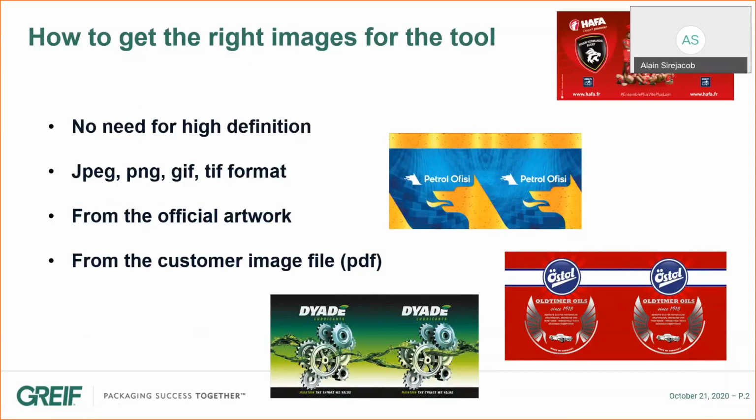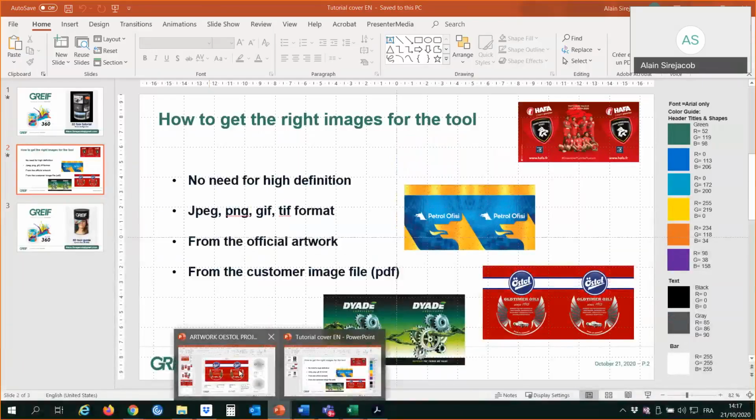I will give you two tips to get the right images with the right dimensions and with a good definition. The first one is to use the official artwork if you already received it. The second one is to use a file sent by the customer with the image. So let's have a look first at the official artwork. If I open an official artwork, this one is an example.